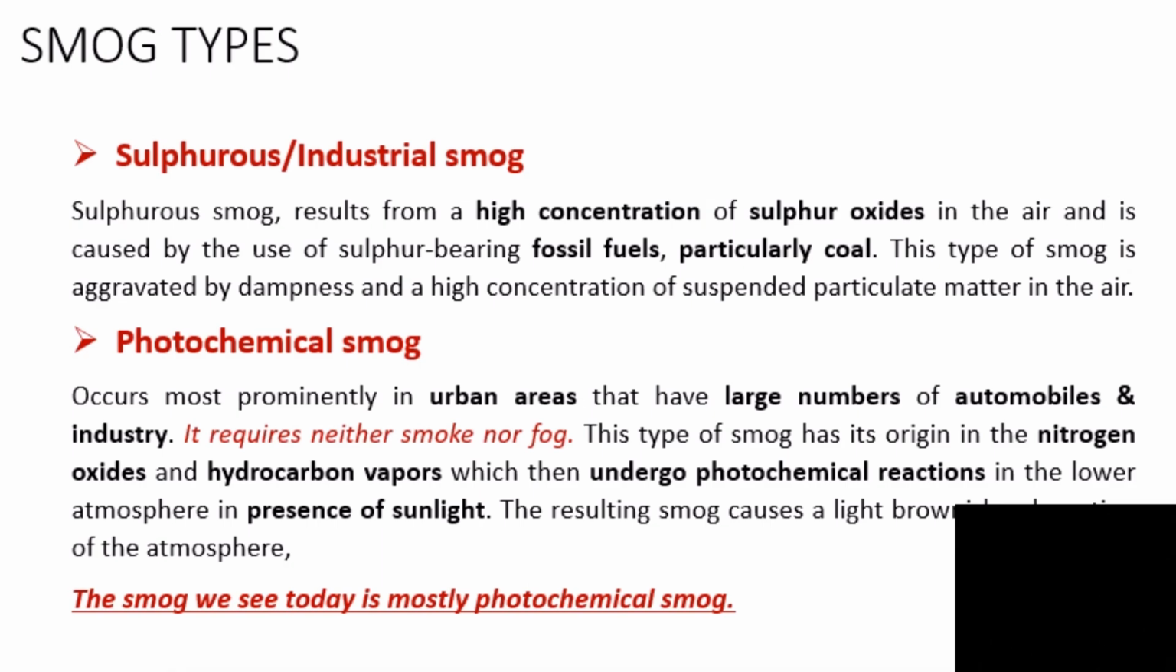And the second category is photochemical smog, which we already discussed occurs mainly in the cities, in the urban areas. And what is the reason? We have a high traffic flow, right? A large number of automobiles and also industries. This is not only smoke, or only fog, but it is because of nitrogen oxides and hydrocarbon vapors.